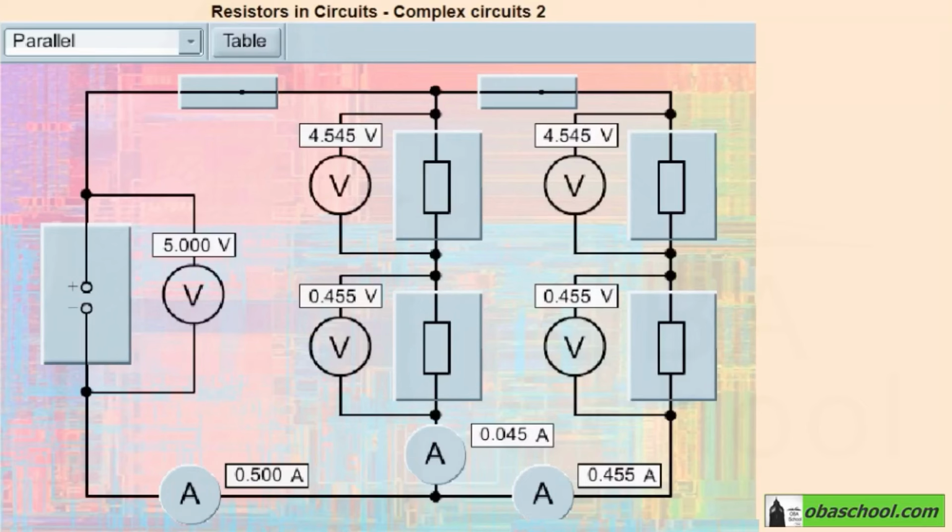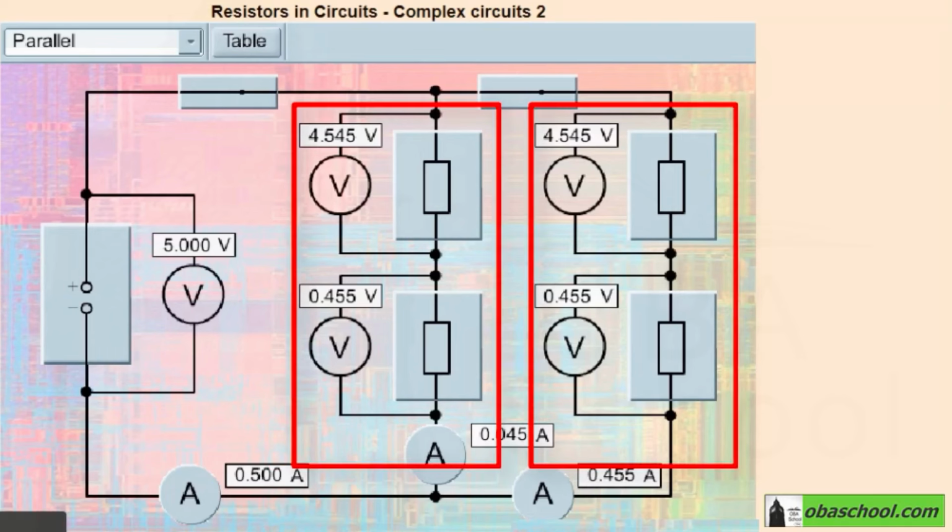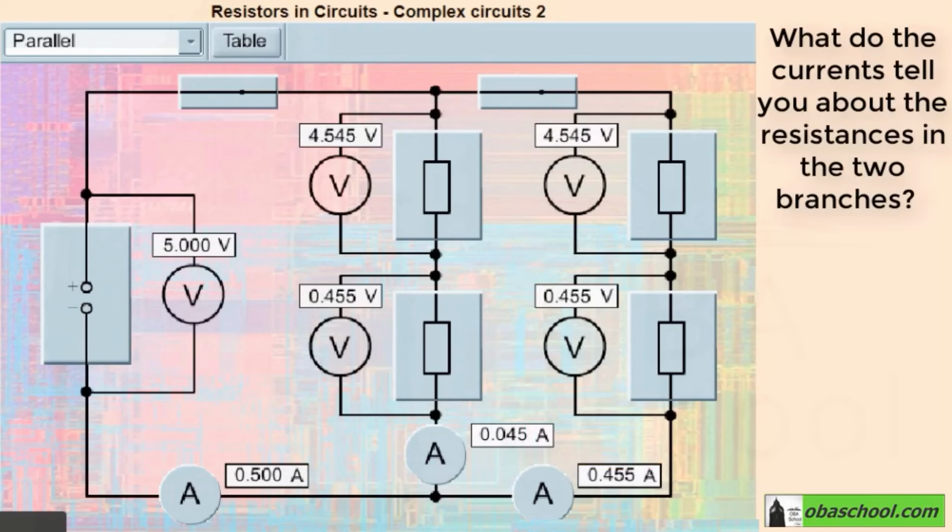Hello everyone! In this virtual lab, we're going to see more complex circuits. Here in the circuit, there are two parallel branches, each with two resistors in series. What do the currents tell you about the resistors in the two branches?